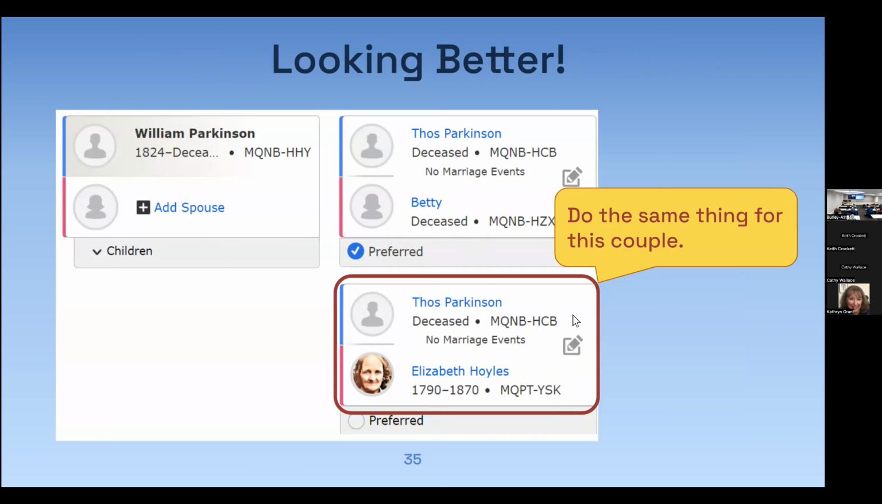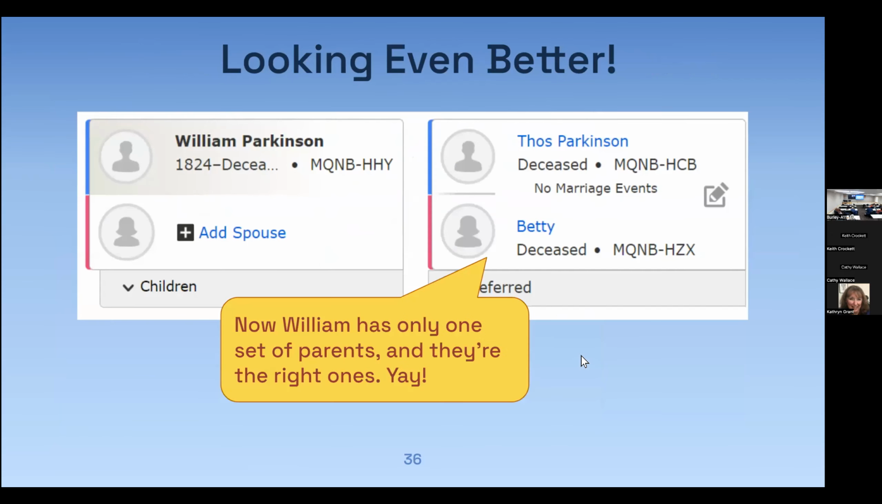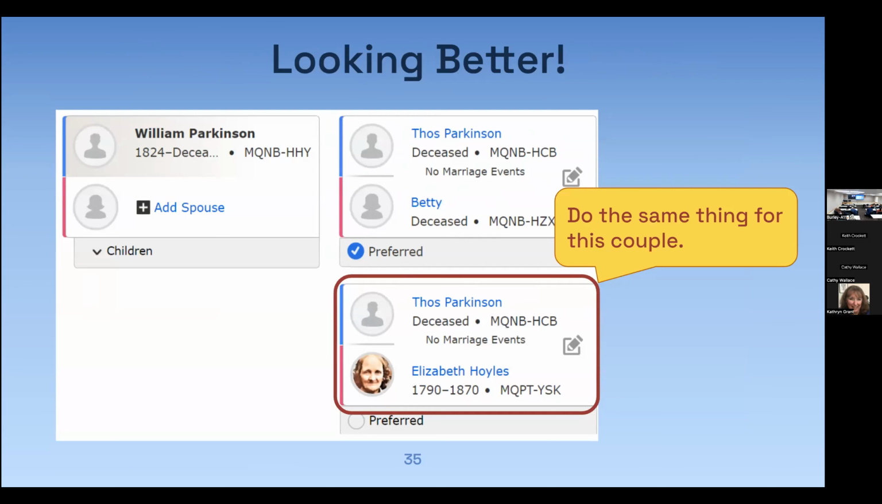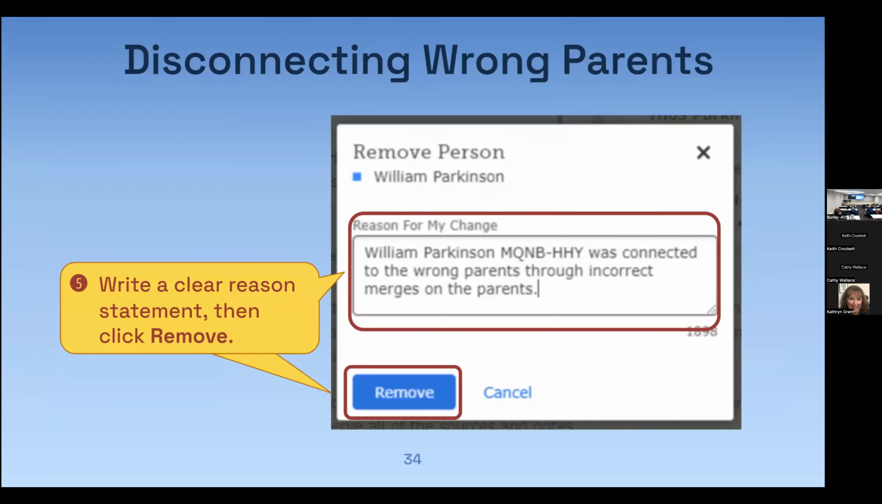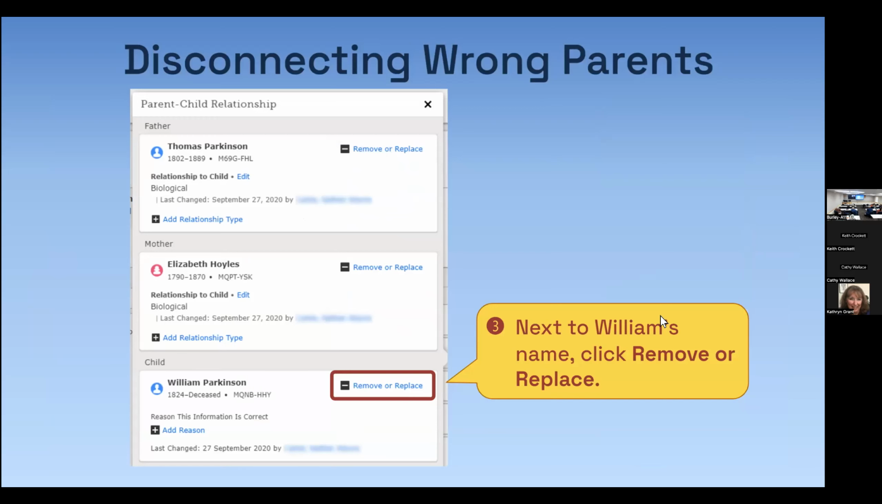And then we would want to do the same thing for this couple, except we would just remove Elizabeth. Actually, I take that back. We would remove both parents. I didn't do screenshots on this one just because I didn't want to be too redundant. But let me go back here to this screen. If I were to just remove the wrong mom, and you guys might have seen this before, then William would be left with no mother, but connected twice to his real father.